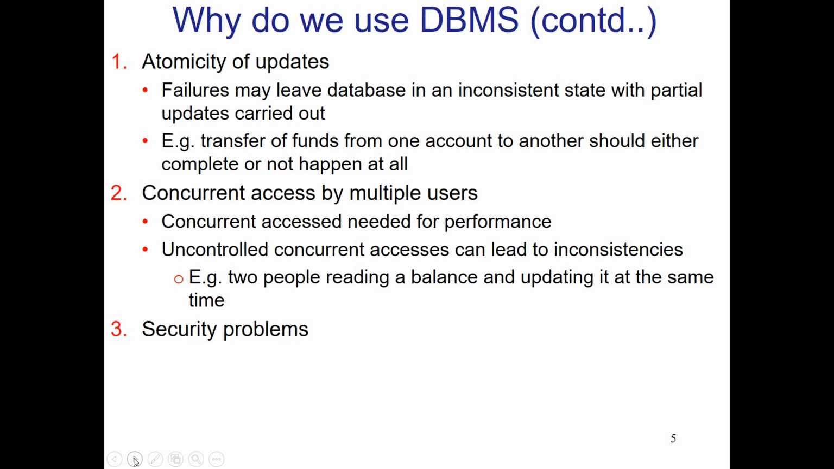Concurrent access by multiple users. Concurrent access is needed for performance. Uncontrolled concurrent accesses can lead to inconsistencies. Example, two people reading a balance and updating it at the same time will lead to inconsistency. The last problem is security problem.